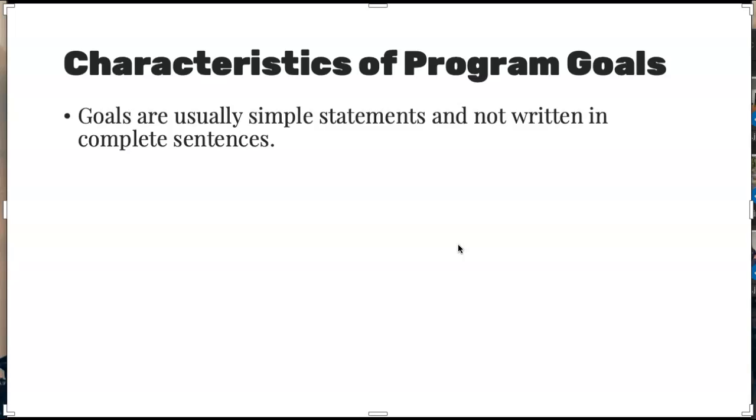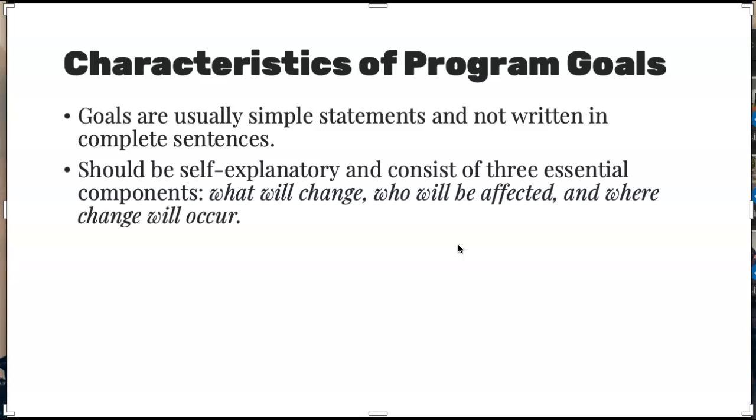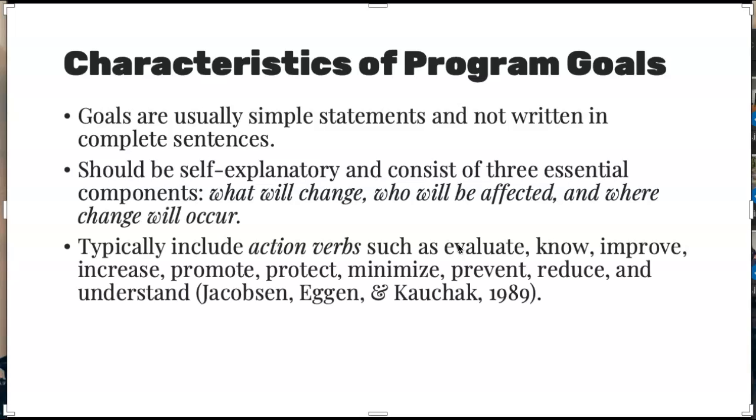They are usually written in simple statements, most of the time not in complete sentences, and they should be really self-explanatory. There are three essential components of a good goal. It's going to tell you what's going to change, who will be affected, and where that change is going to occur. And they include action verbs, okay? In your class activity on Thursday, you will have some time to practice this, and I'll give you a list of action verbs that you can use when writing these types of objectives. Some examples you might use would be evaluate, know, improve, increase, promote, protect, minimize, etc.